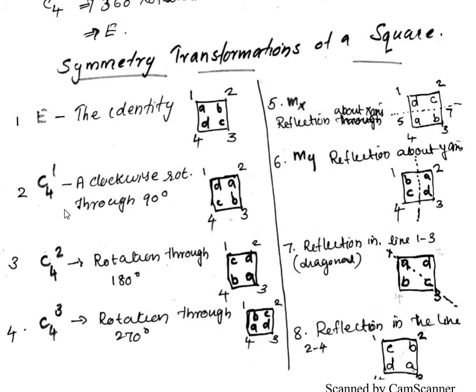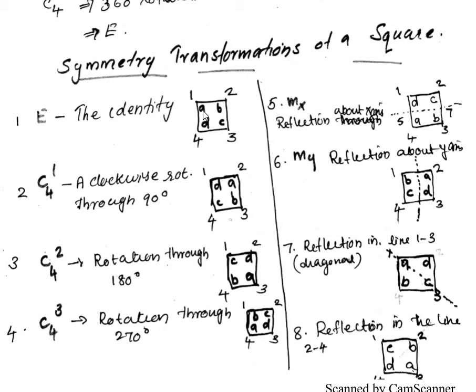These are the elements E, C41, C42, C43, Mx, My. This is represented by sigma U, and this is represented by sigma V, that we can find in our next slide.